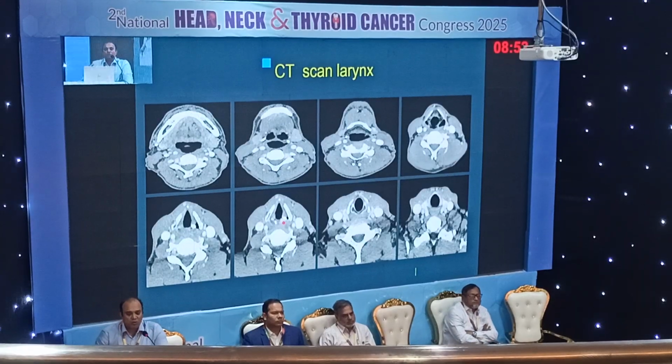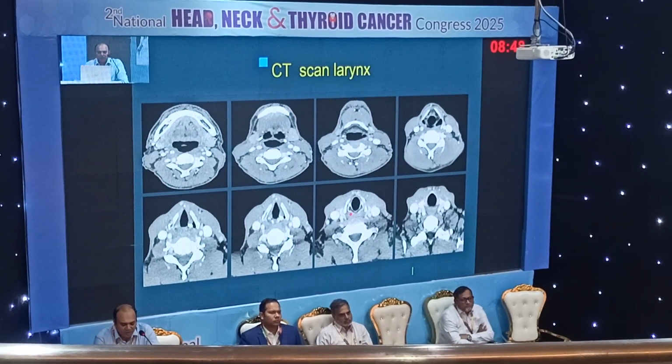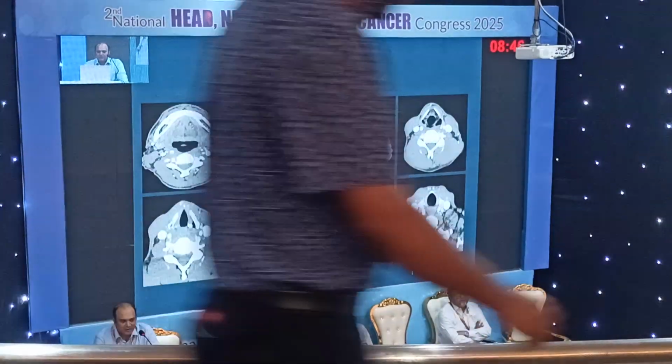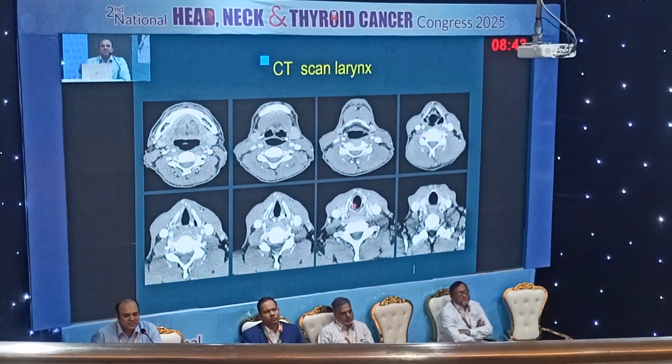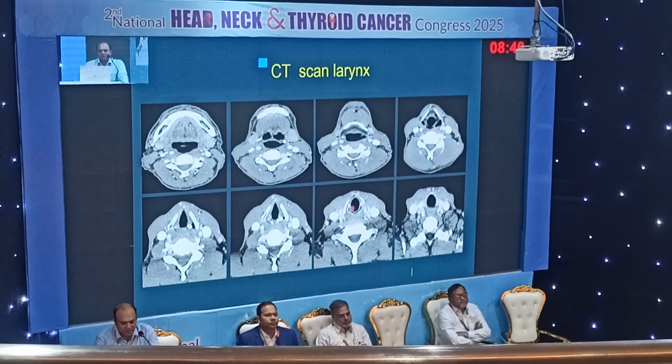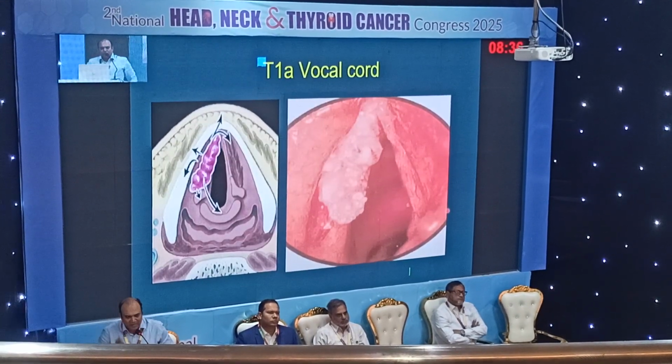And below the true vocal cord, you should not see any soft tissue inside the cricoid cartilage. If you see any soft tissue inside the cricoid cartilage, then you have to think that a subglottic extension is present. So this is how you make out. Now we will take a few clinical scenarios. I have only 10 minutes left.